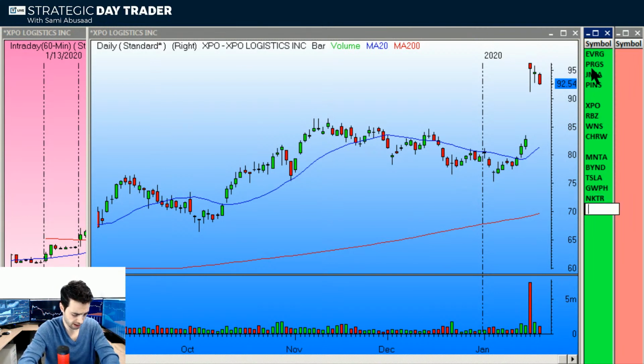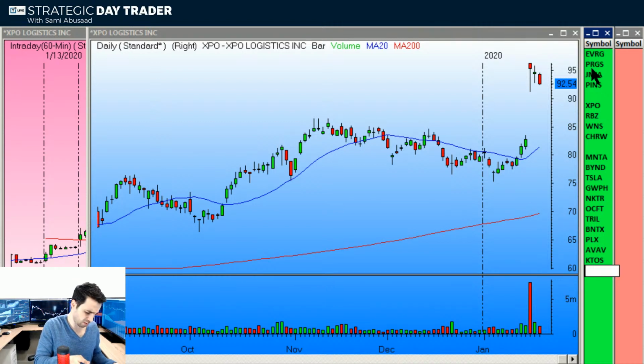Wow, we have a lot of gaps here. NKTR, OCFT. I've never heard of that symbol before. OCFT. And then the day before that, I have TRIL. The day before that, nothing. The day before that, I have BNTX and PLX. I don't remember these symbols, to tell you the truth. Okay, the day before that, I don't have anything. And then AVAV, KTOS. We can keep going, but I don't think it's necessary. We got a lot of things to look at here.